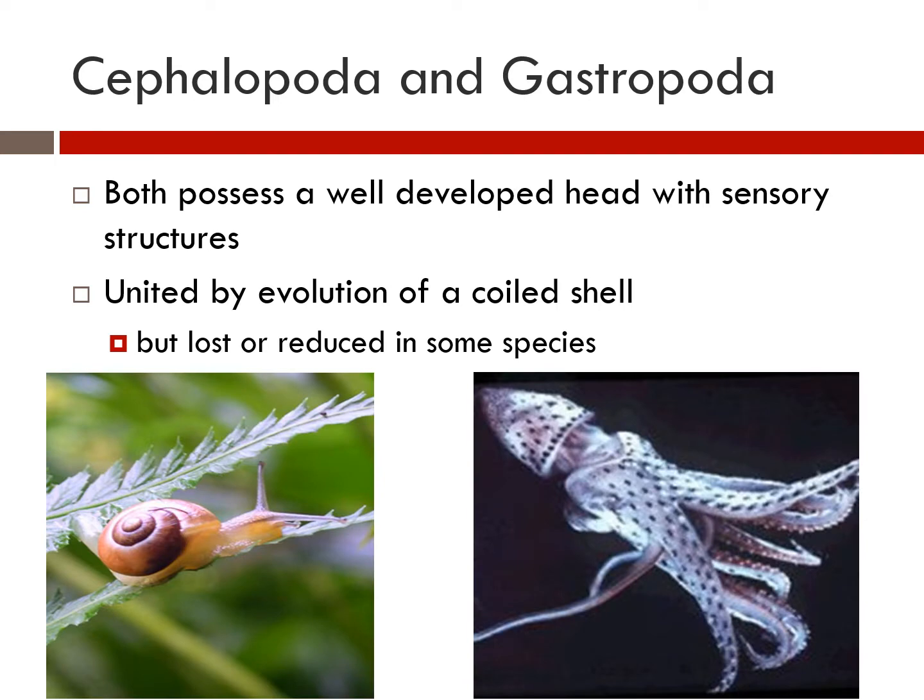Moving on from them, we've got the cephalopods and the gastropods. Both develop a well-developed head with sensory structures and are united by the evolution of a coiled shell. However, in some species it has been lost or reduced. Right? This is going to be things like your squids and your octopus and your snails and your slugs and nudibranchs.